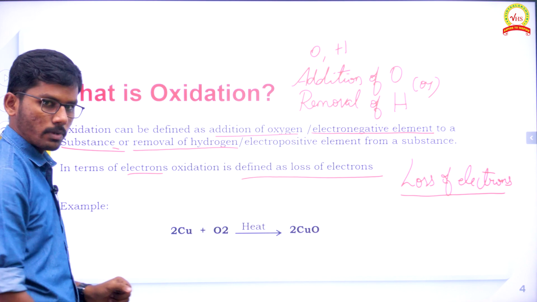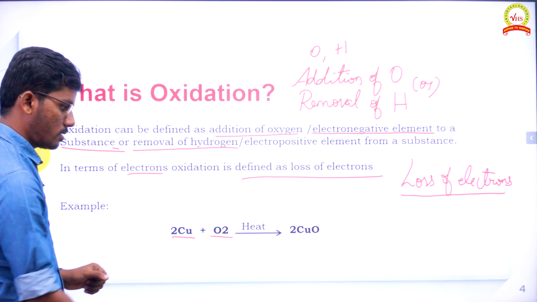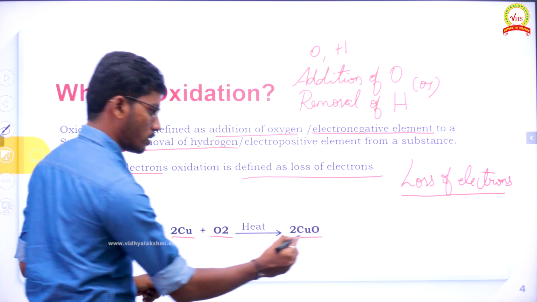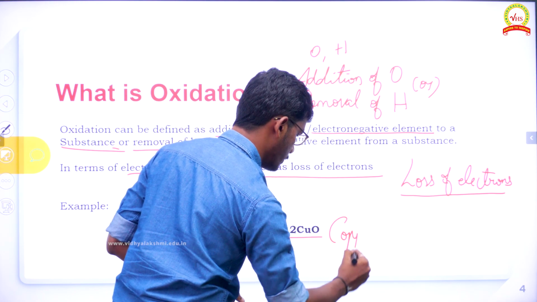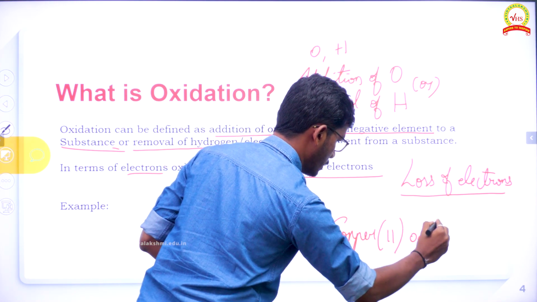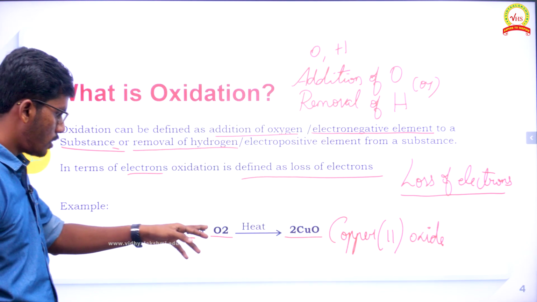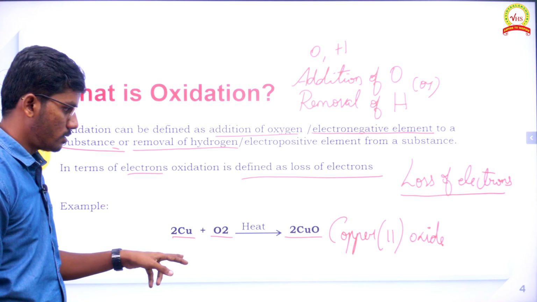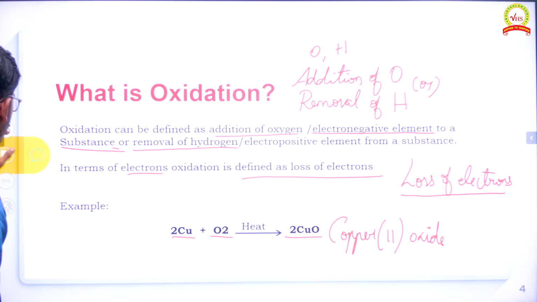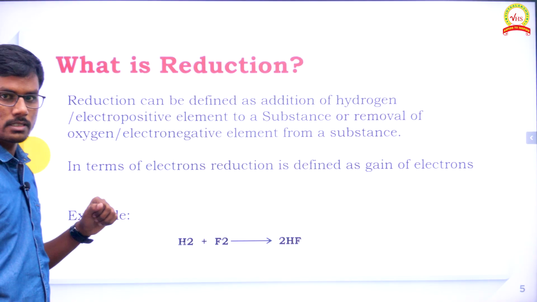If you see this example, copper is reacting with oxygen gas. When we heat it, it forms a product, copper 2 oxide. We call this copper 2 oxide since the valency of copper here is 2. If you see here, oxygen is added to a substance. So this reaction is called what? Oxidation reaction. Fine.